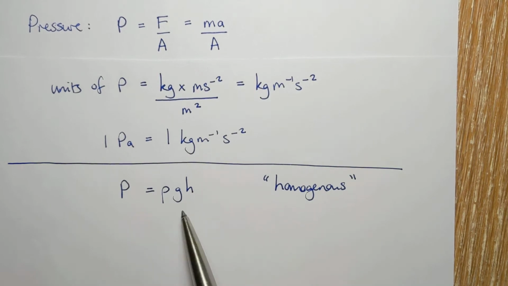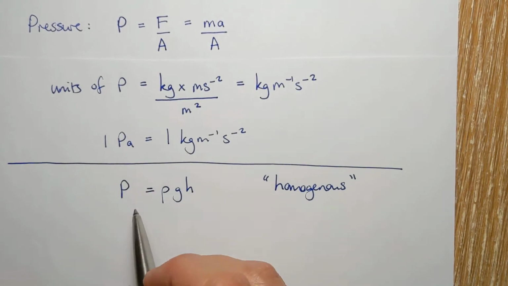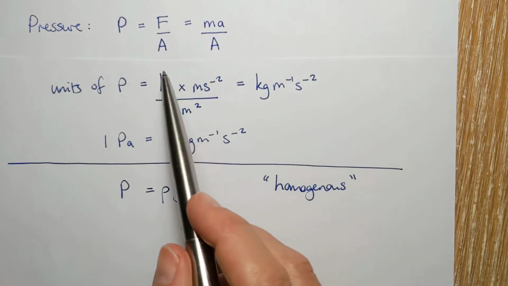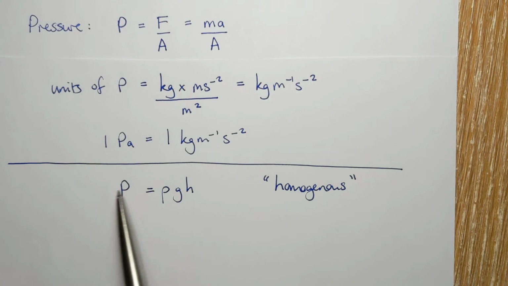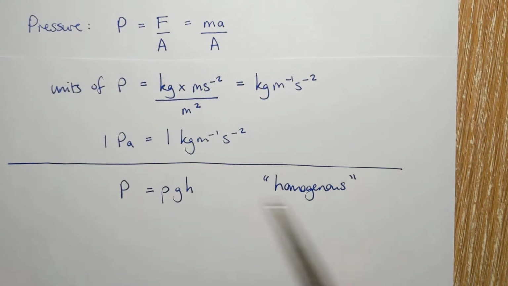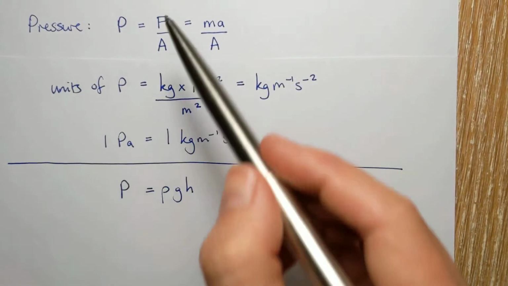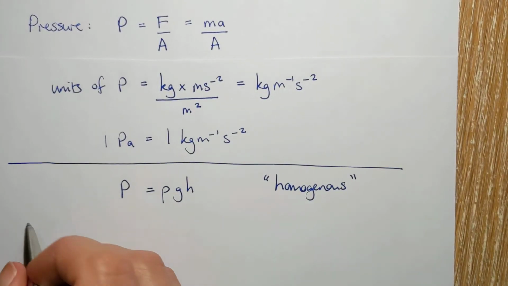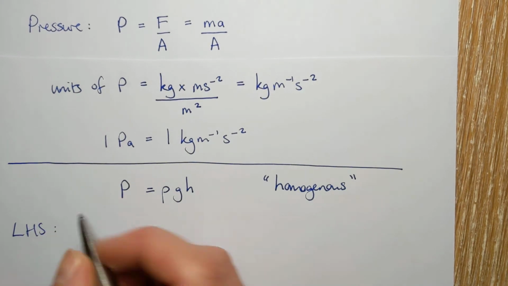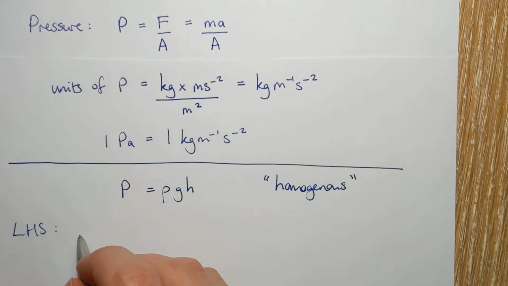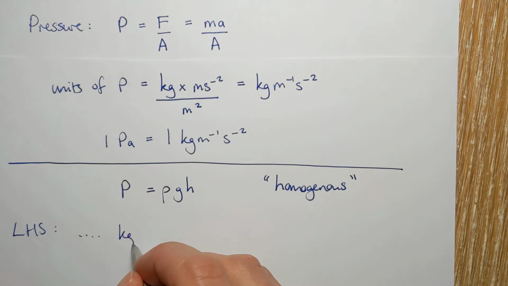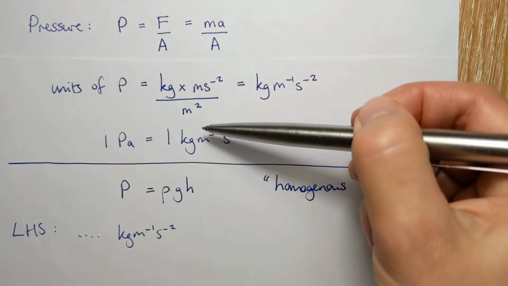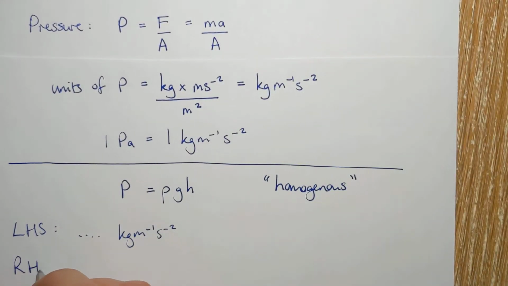Okay, so this is a common one, they like this one. So we've already done pressure using this formula. Obviously you can't use rho GH on both sides. So on this side for pressure, we could use that formula and get this. So you would write left hand side, and then you would write everything we had up there: kilograms per metre per second squared. So that's our left hand side. And then you would write right hand side.